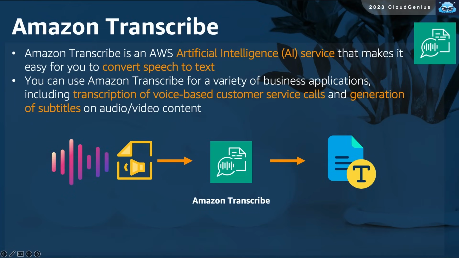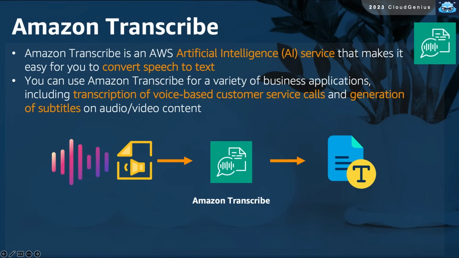Amazon Transcribe is a fully managed automatic speech recognition service provided by Amazon Web Services. It allows you to convert spoken language into written text, making it easier to process and analyze audio content. With Amazon Transcribe, you can easily integrate speech recognition capabilities into your applications, products, or services. It supports multiple audio formats and provides a simple API to transcribe audio files in real time.